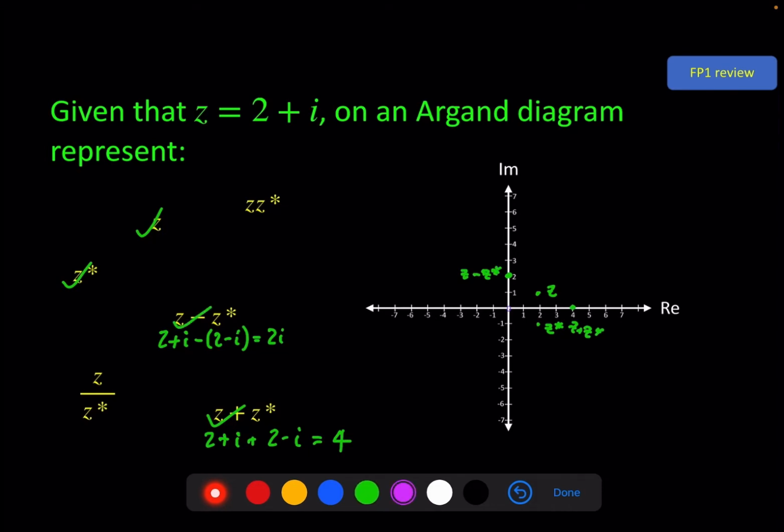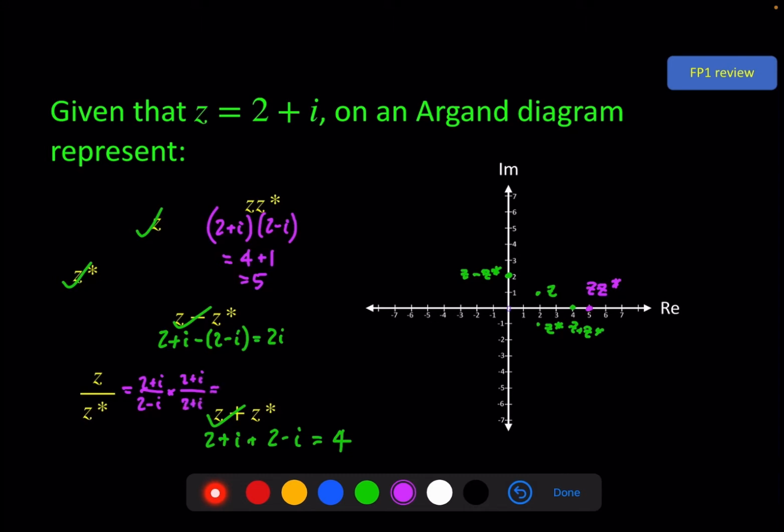z times its own conjugate gives us 4 minus i squared, which gives us plus 1, equals 5, a real number. And finally, z divided by its own conjugate. We have to multiply top and bottom by the conjugate of the conjugate, which brings us back to z.